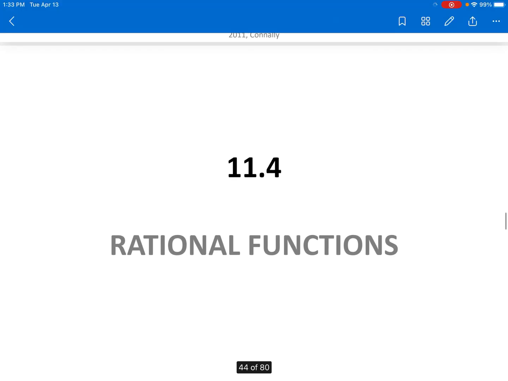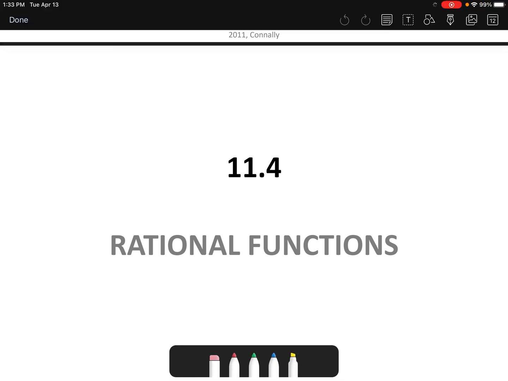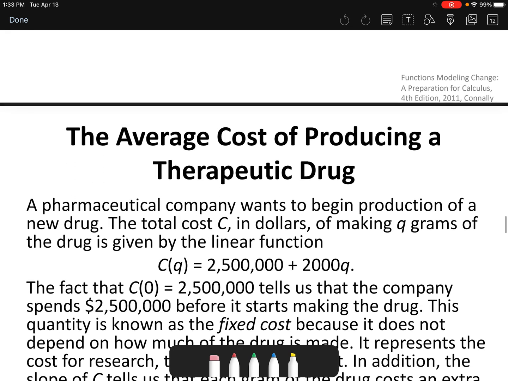Okay, today's lesson is on rational functions, 11.4. We just finished talking about the short-run and long-run behavior of polynomials. Today we're going to talk about the short-run behavior, long-run behavior of rational functions.